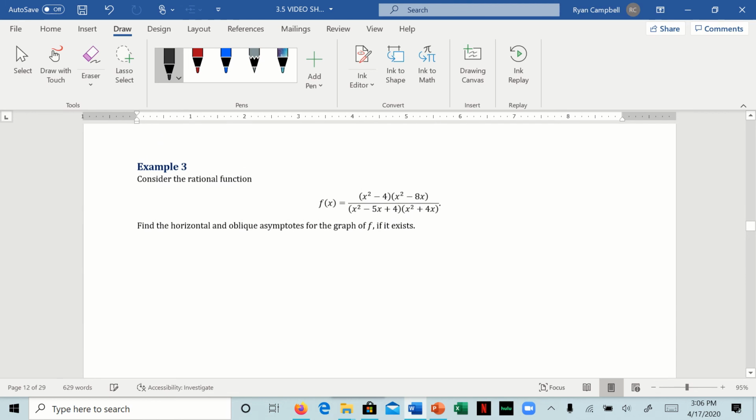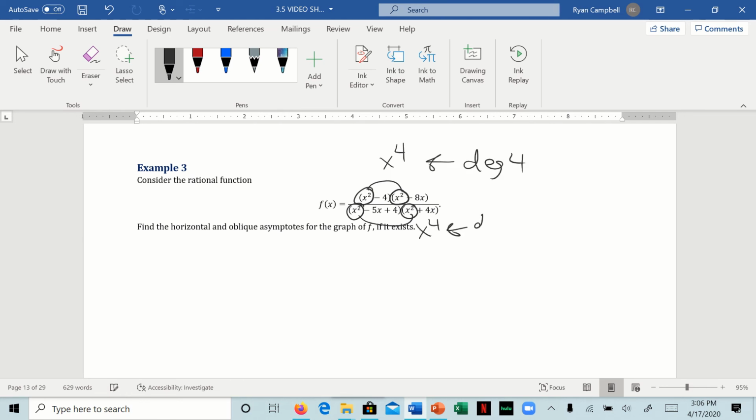All right, we can do the same thing with this one, right? We can see the highest exponent is going to be x squared and x squared. So this is x to the 4th, x squared, so once again, x to the 4th. So the degrees of these are the same at 4.